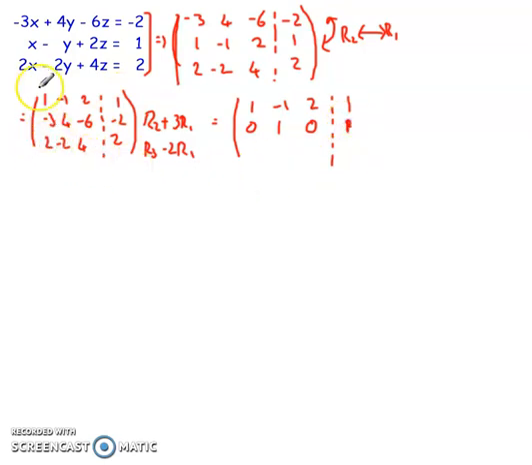My bottom row becomes row 3 take away 2 of row 1, so that gives me 0. Then -2 minus -2, so -2 plus 2 gives me 0. Then 4 take away 2 twos, so 4 take away 4, which is 0. And then 2 take away 2 ones, which is 0 again. So what I've got here is a system of equations where the entire bottom row is 0. What that means is I've got a redundant system of equations. I don't have a single solution that will satisfy all of them.